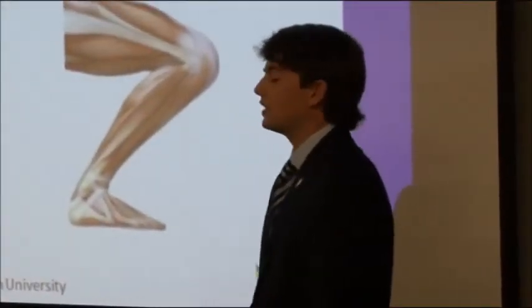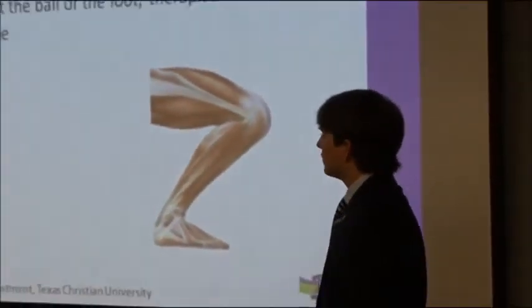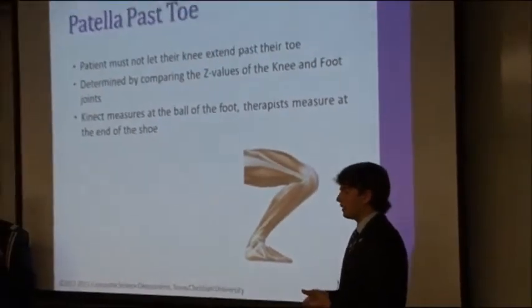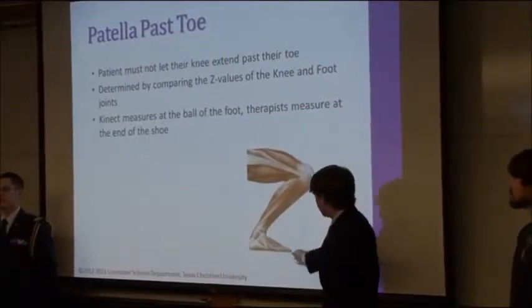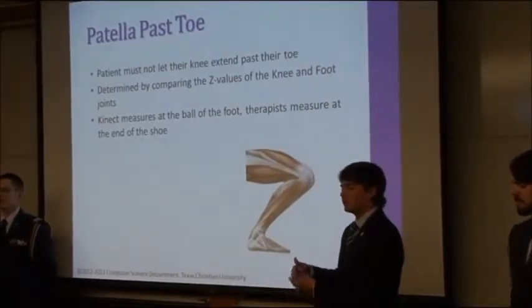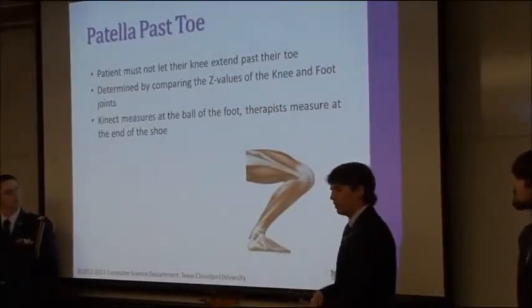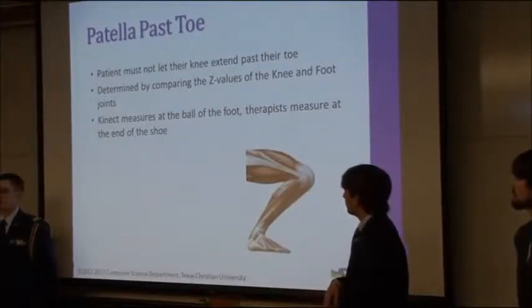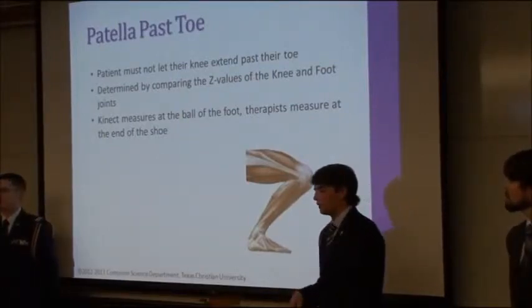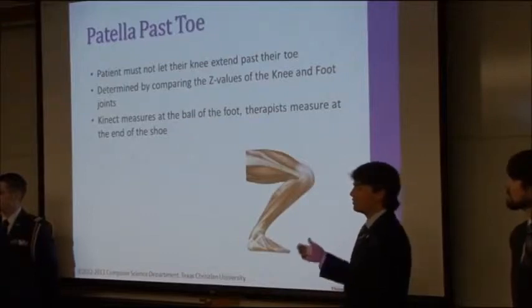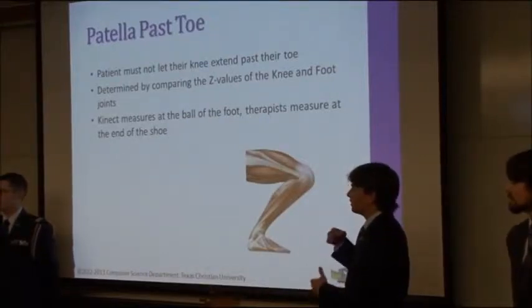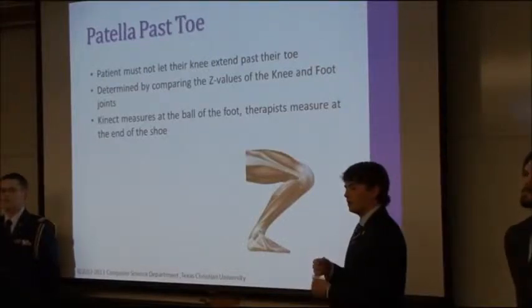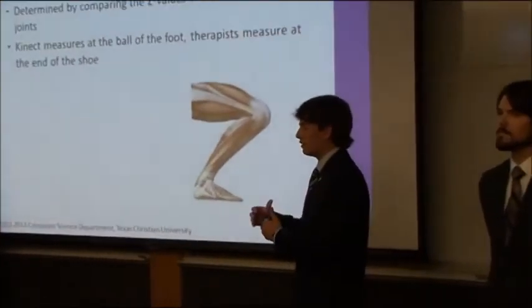Another standard that the patient must avoid during the valgus test is that their patella cannot extend past their toe. While they're doing a rep, their knee is said to be past their toe when you see the patella fall past the front of the toe. Therapists see the front of the shoe as the toe, and the Kinect sees it as part of the foot. So we compare the Z values of the knee and the foot: when the Z value of the knee is less than the Z value of the foot, that means the knee is past the toe.